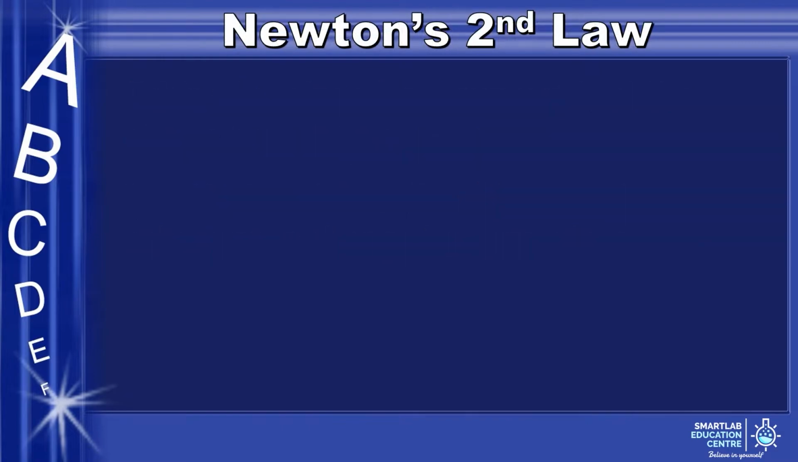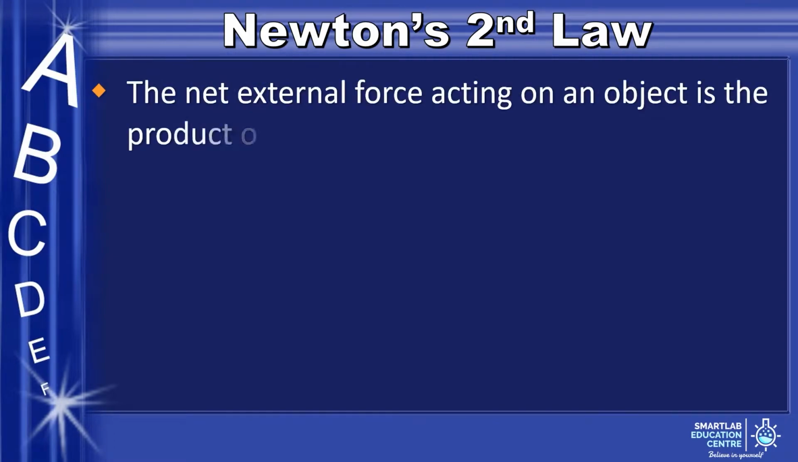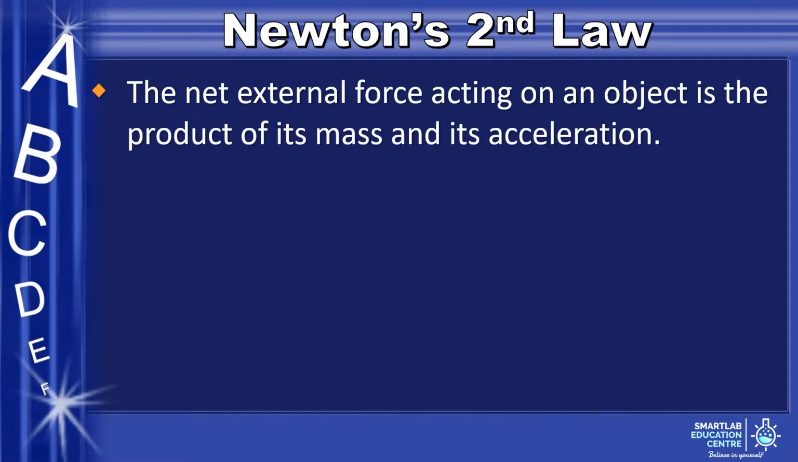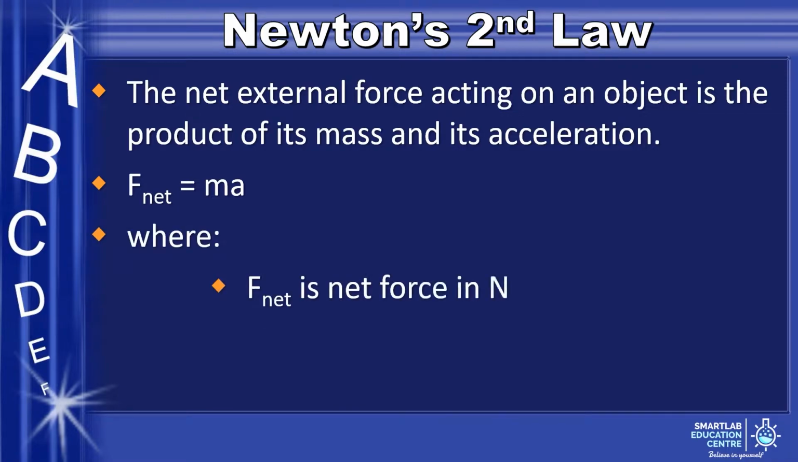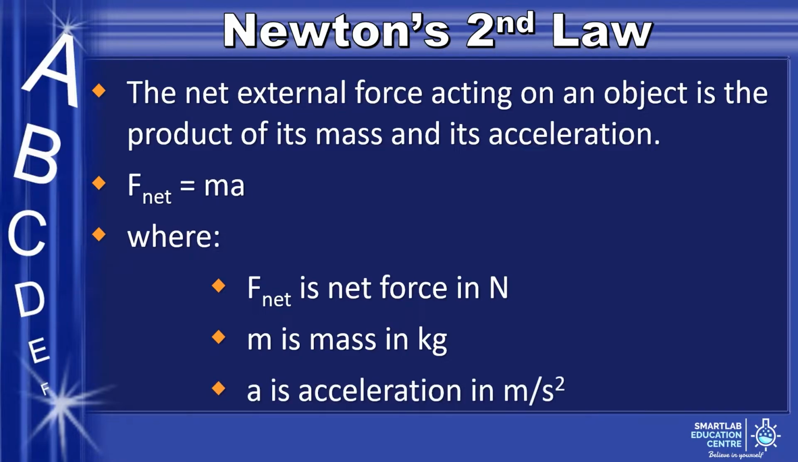Now let us talk about the second law of motion. It states that the net external force acting on an object is the product of its mass and its acceleration. The following definition can be summarized with this formula. F net equals ma, where F net is the net force in newtons, m is the mass in kilograms, and a is its acceleration in meters per second squared.